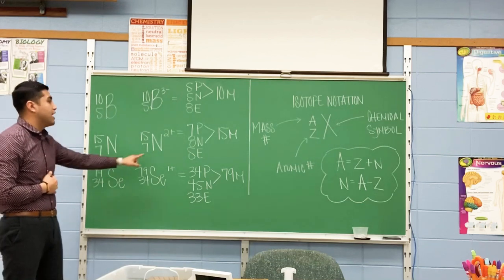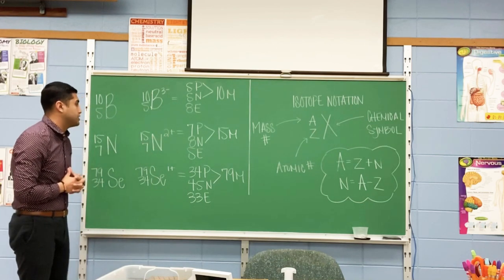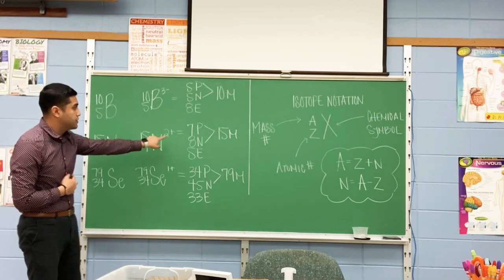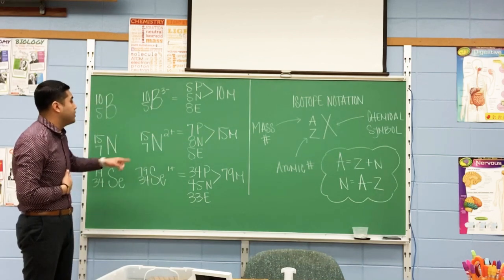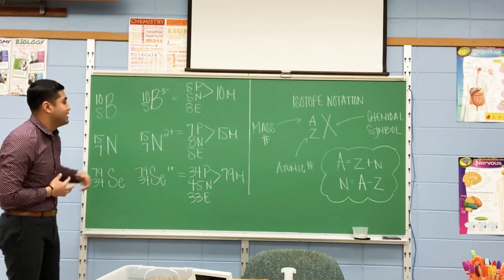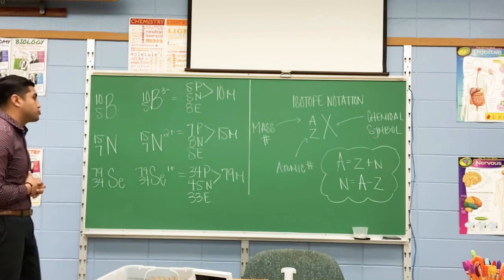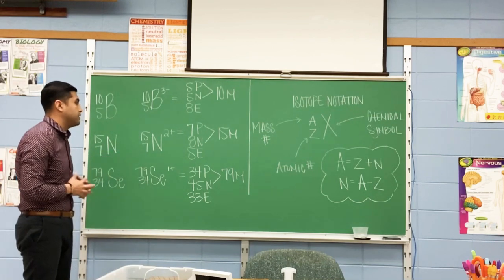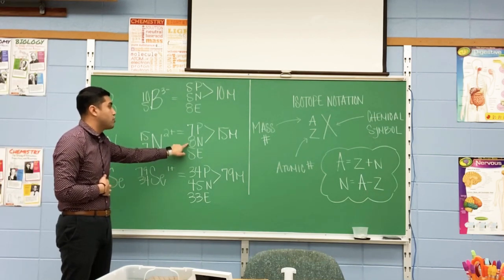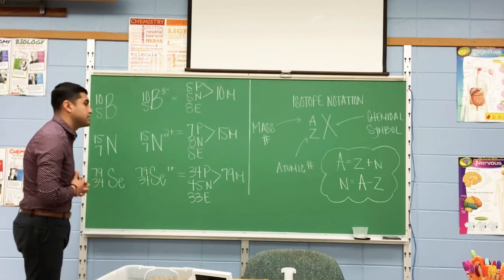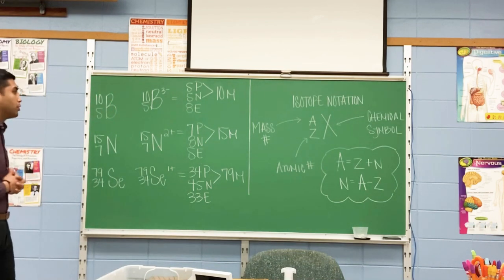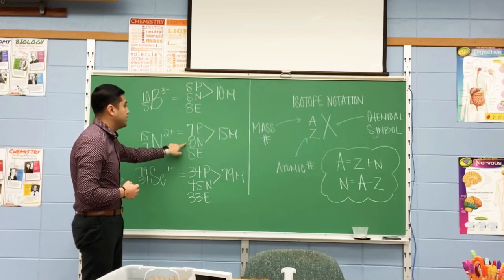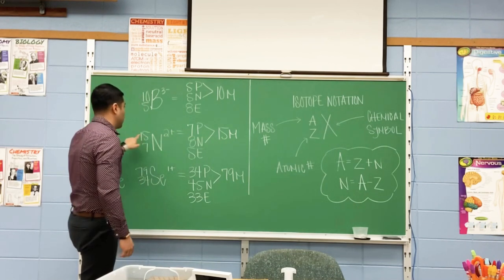Same scenario. You have nitrogen. This is a charge of +2. You have 7 protons. You have a total mass of 15, which means that you have 8 neutrons, because 15 minus 7 is 8. You have 8 neutrons. Remember the formula, neutrons is mass minus your number of protons. 7 plus 8 gives me 15. That's my total mass once again.